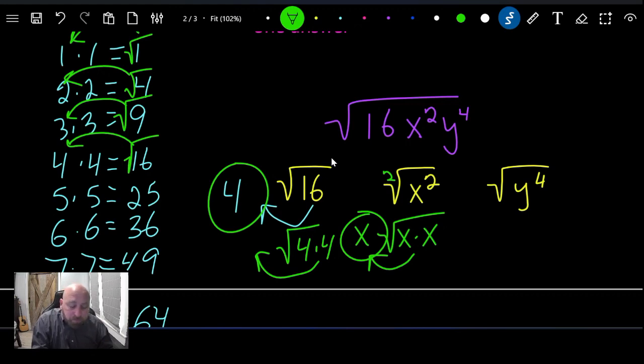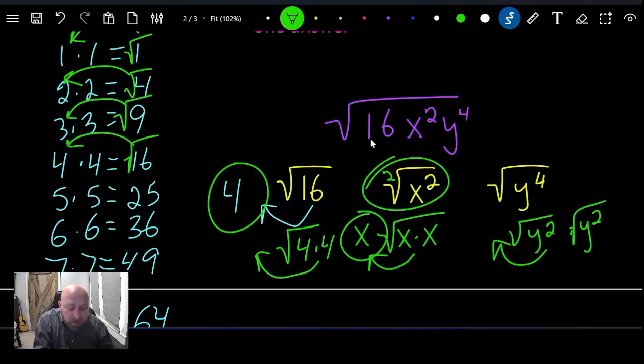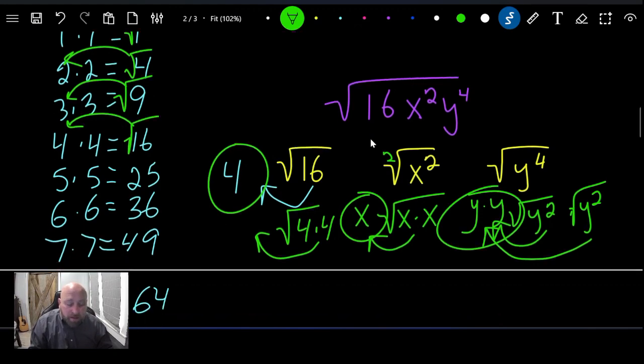Now, over here on this one, the y term, it's almost like we have a y squared times a y squared, okay? And what comes out of the y squared? Well, the same thing that came out of the x squared. Y comes out of that. Well, we have another one, so what comes out of that one? Another y comes out of that one. So that's what we get out of that.